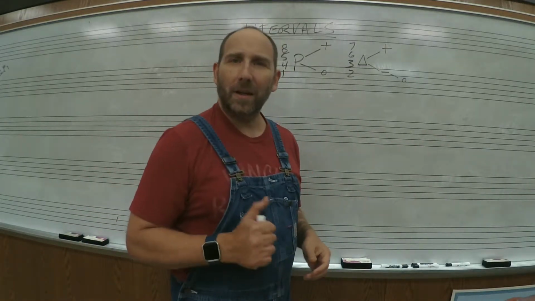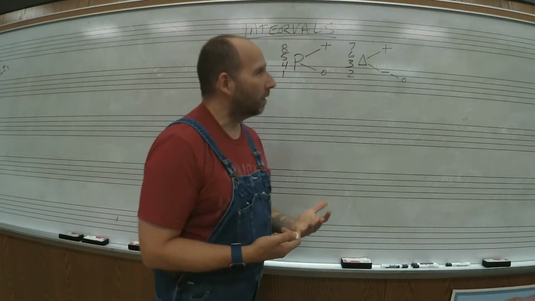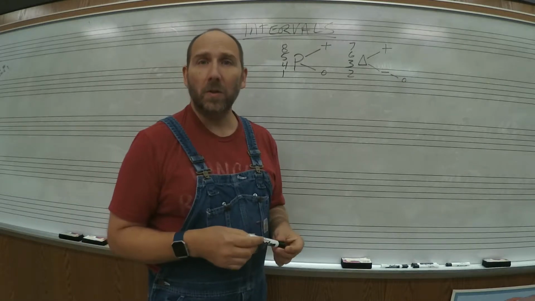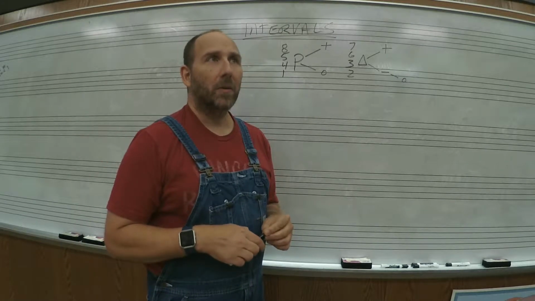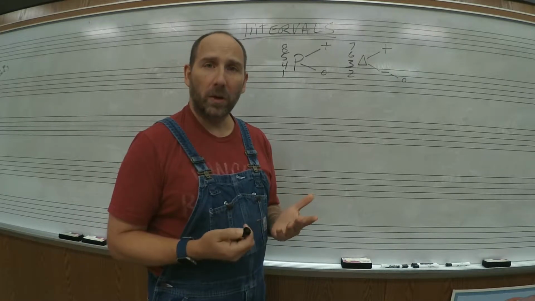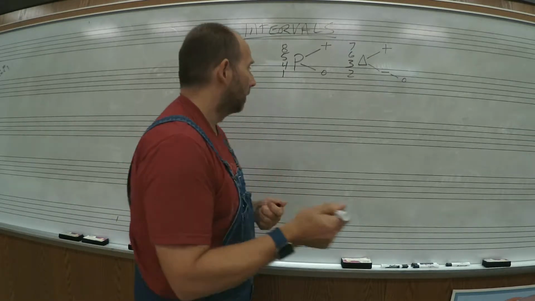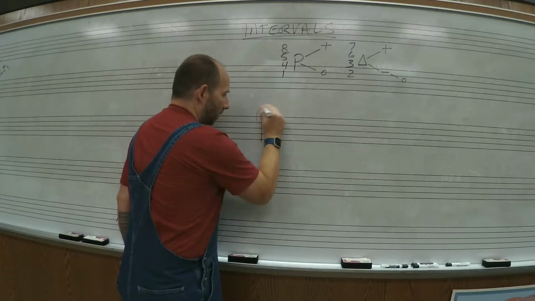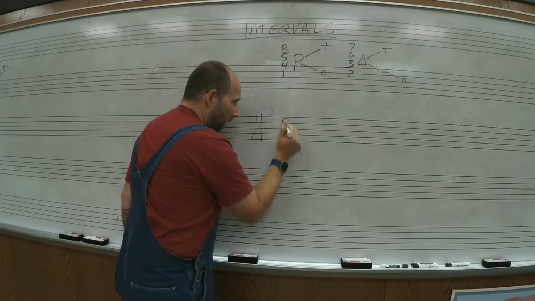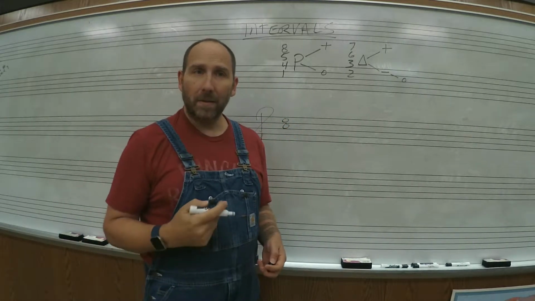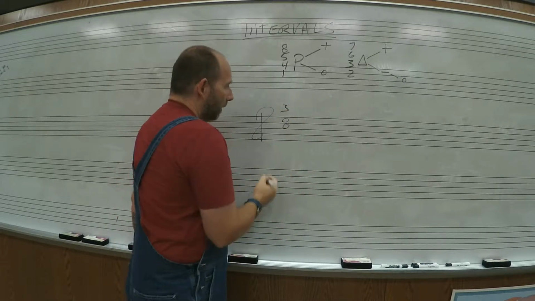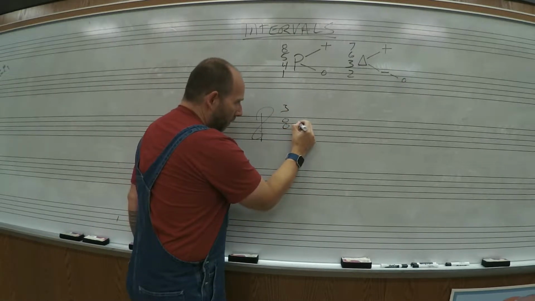Okay, today we are talking about intervals. In a word, intervals are just the distance between two notes, but we need to name them with two terms. The first term is the distance, which will be just a number. So if we have a C to an E, that is a distance of 3. And you count that just by going 1, 2, 3.